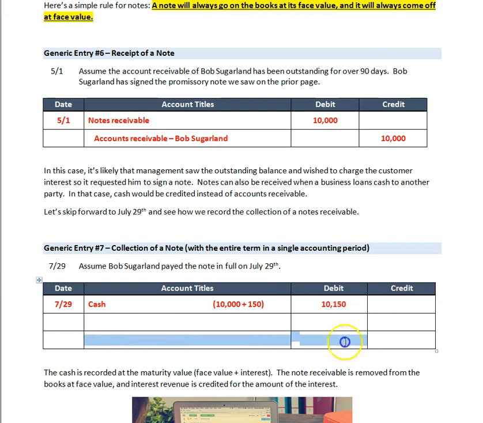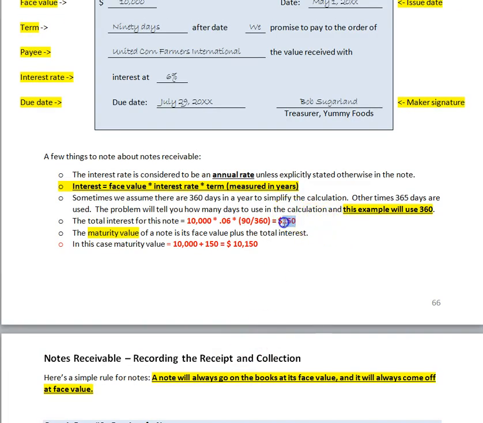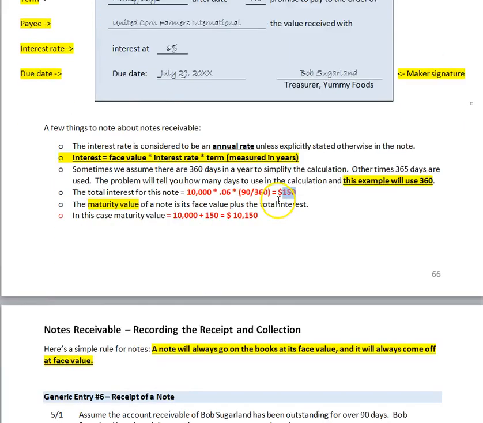We need to take the note off. Remember, notes always go on at face value, always come off at face value. So we have 10,000. Notice when we put it on the books, it goes on as a debit. When it comes off the books, it comes off as a credit. It's a receivable. It has a normal debit balance. And then the remaining part is the interest revenue. Again, we use the same formula, the 10,000 times 6% times 90 over 360. It's the same one we calculated on the previous page because we're talking about accounting for this note.